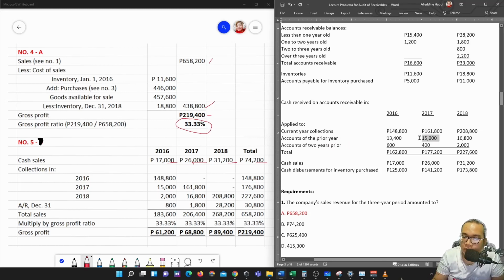Yan ang prior year ng 2017, 2016. So alam mo, itong 15,000 sa 2016 yan. Kinolect lang ng 2017. Pero yung sales transaction dyan, nangyari talaga nung 2016. So kaya dito siya 15. And same dito sa 2,000 under 2018 column. Kasi accounts of 2 years prior. What is 2 years prior of 2018? That's 2016. So 2,000. Dito rin yan. And take note.